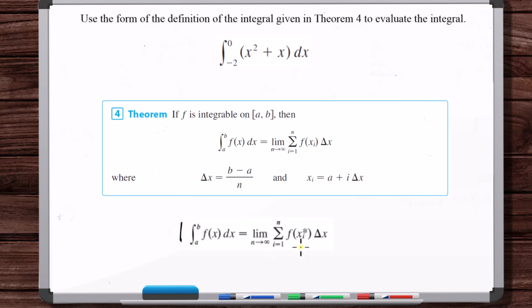This x_i star is indicating that it doesn't matter what point you choose within each interval. As n goes to infinity, any Riemann sum you use is going to be the same. So you could do a left endpoint Riemann sum, a right endpoint, a midpoint, or some variation. As n goes to infinity, you get the exact same value regardless.